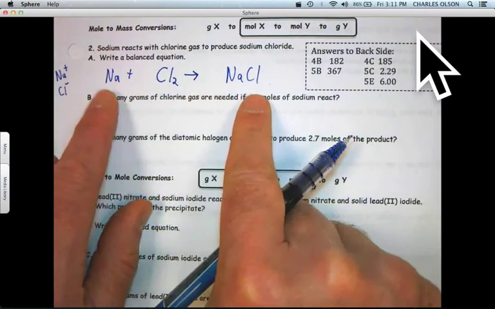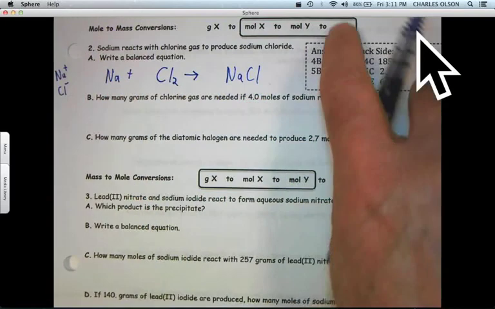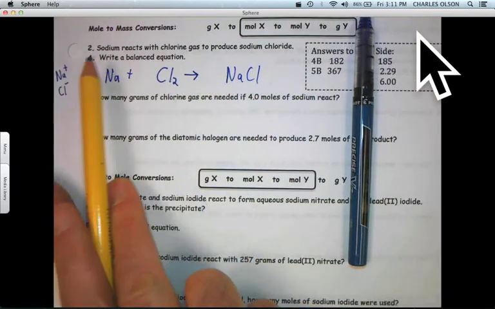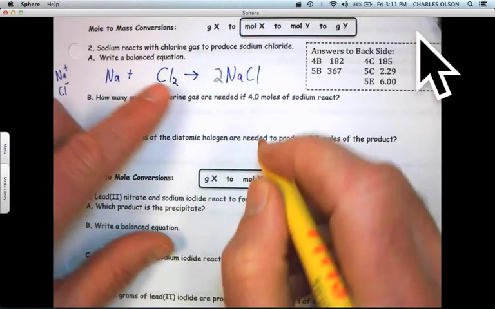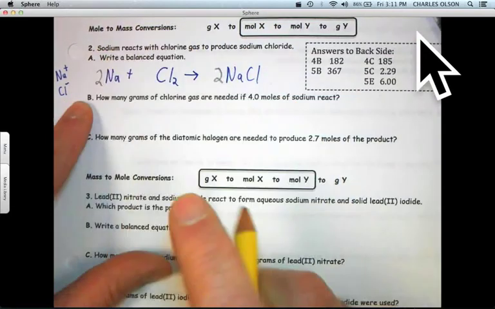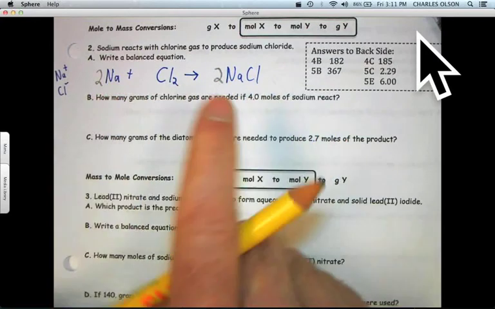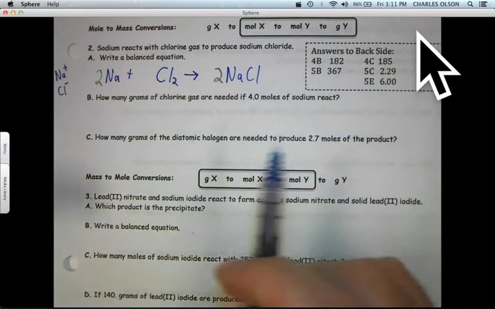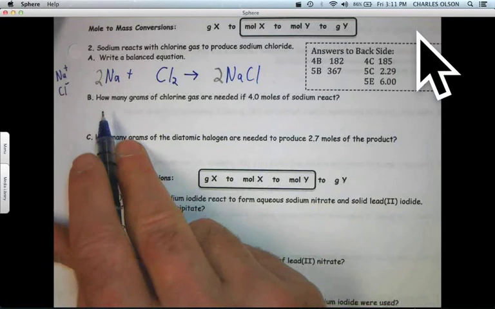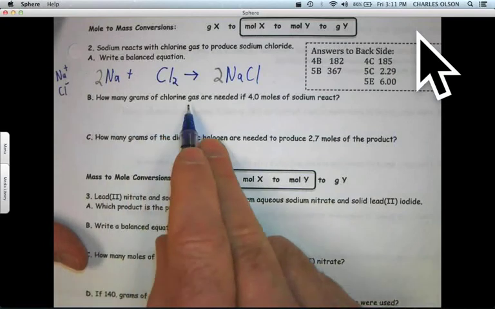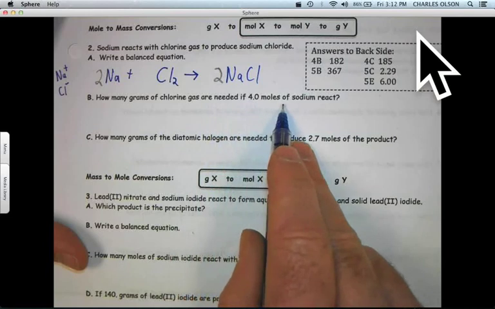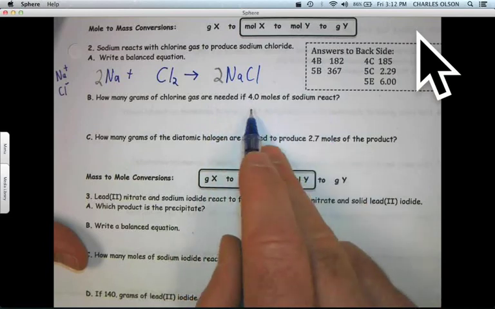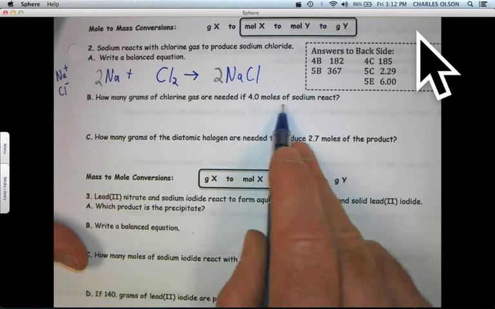Once we have the formulas correct, then we take out our pencil and we adjust the coefficients. We're going to need 2 chlorines on each side and 2 sodiums on each side, and now we have the balanced chemical equation. All right, our question is how many grams of chlorine gas are needed if 4.0 moles of sodium react?